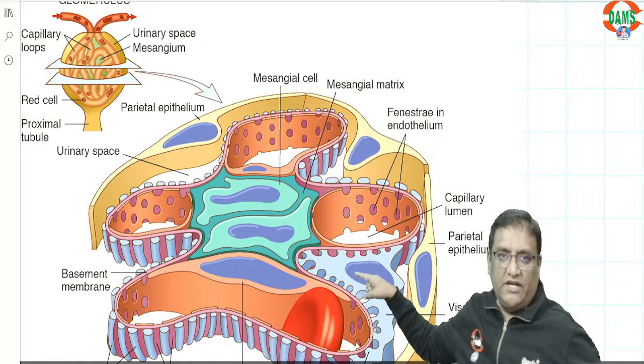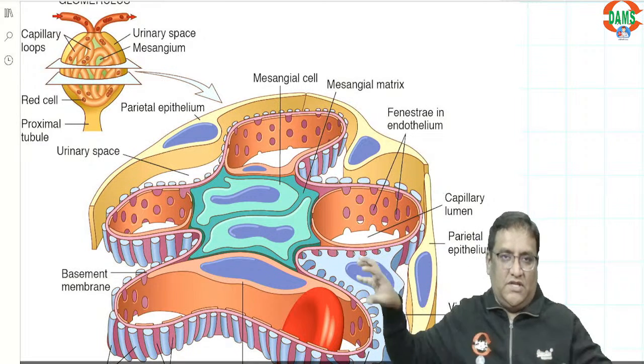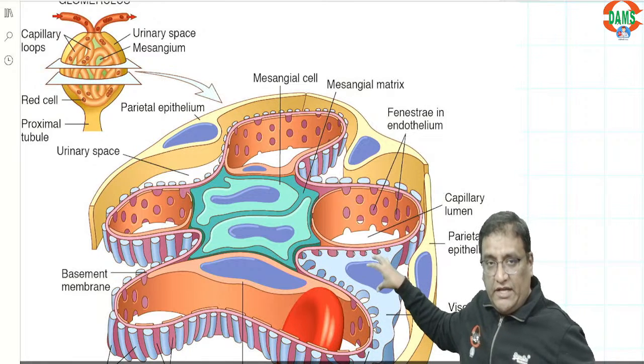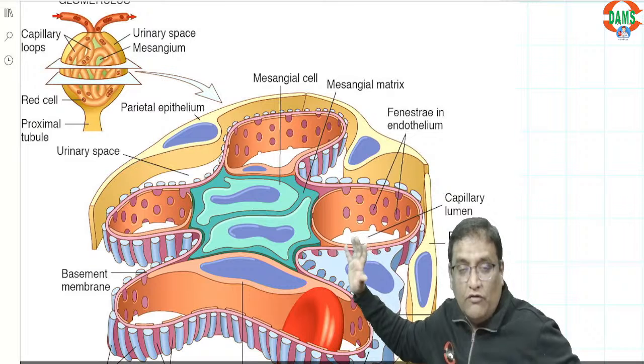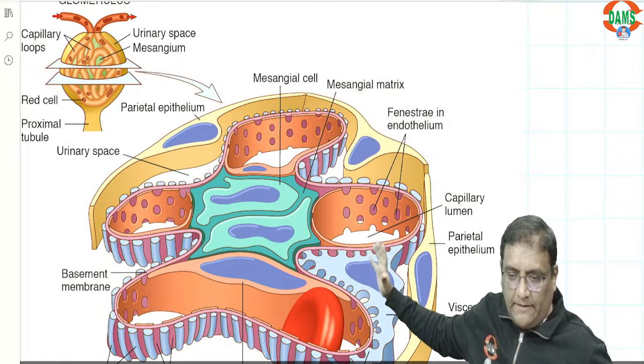This is an RBC within it, and these are your, anybody remembers, these are your foot-like processes coming, and this cell will be what? Epithelial cell, isn't it? Which epithelial cell is it? It is towards the inner aspect. That is why this will be called the visceral epithelial cell.